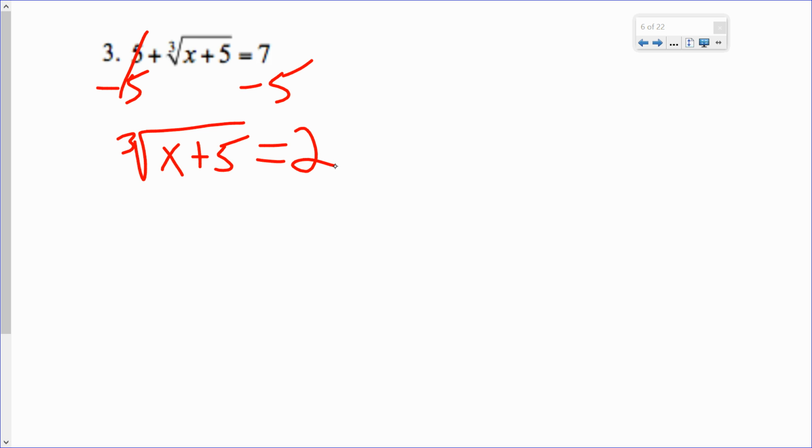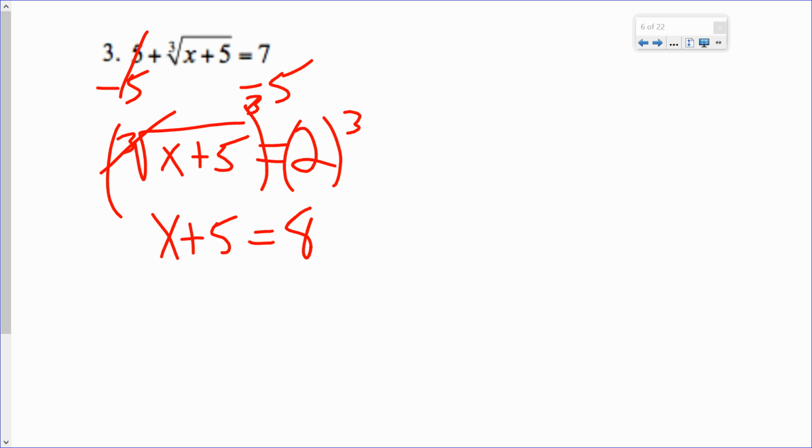And now, to get rid of a cubed root, well, to get rid of a square root, we square both sides. To get rid of the cubed root, we cube both sides. The cube and the radical cancel. I'm left with x plus 5. 2 cubed is 8. And then I solve the equation from there.